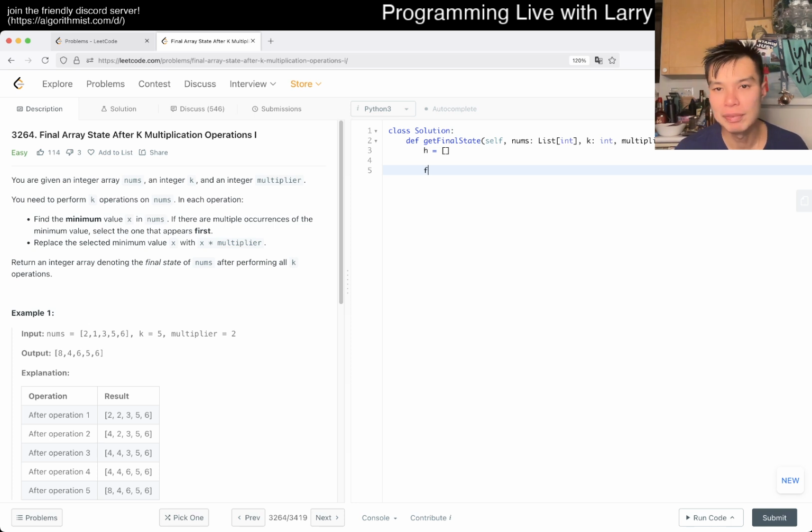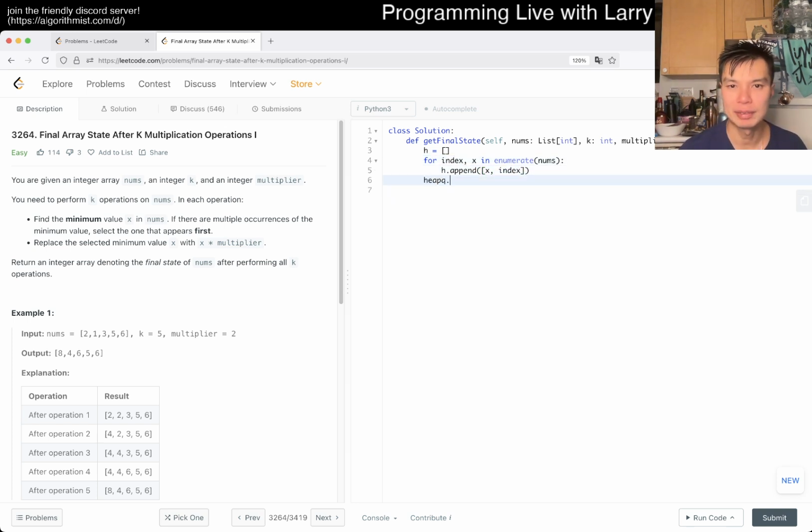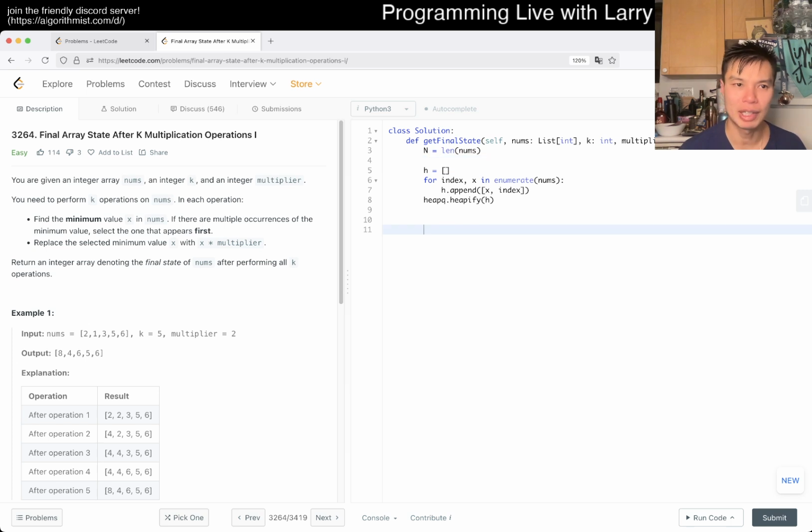For index, x in enumerate nums, we append x and the index. x is what we sort by, index is just a reference. And of course, then we heapify afterwards. And then we just have to do this k times, pretty straightforward. It's still a little bit tricky for an easy problem, honestly. Especially for a contest easy, but I guess maybe that's just the way it is these days.